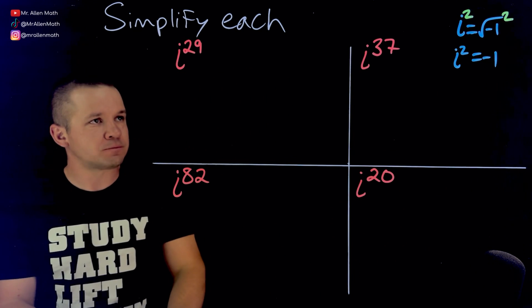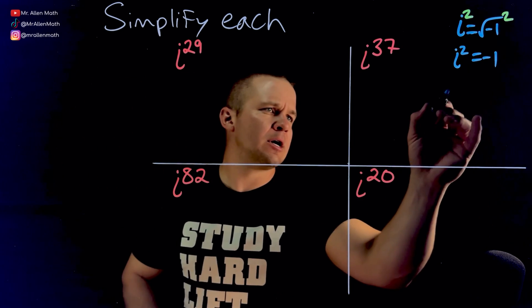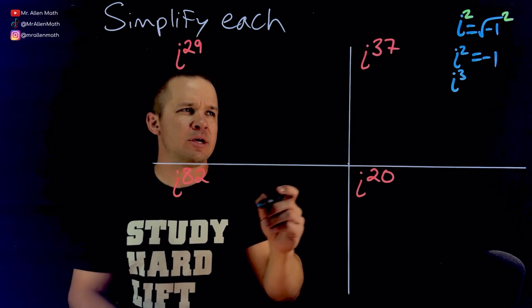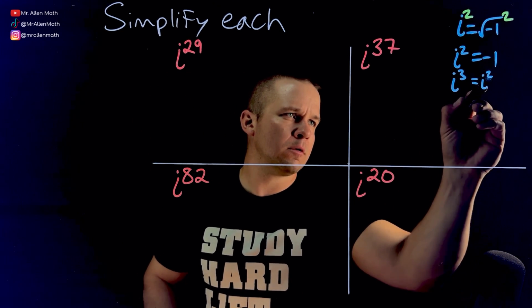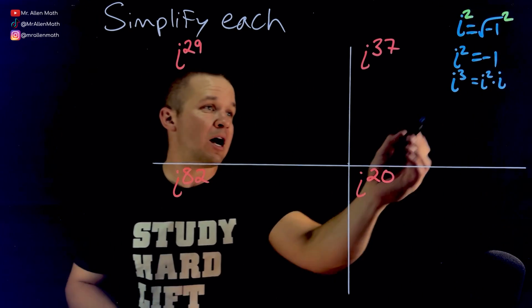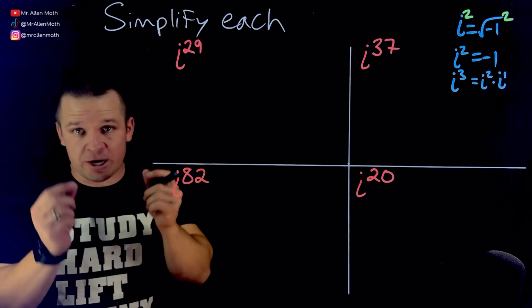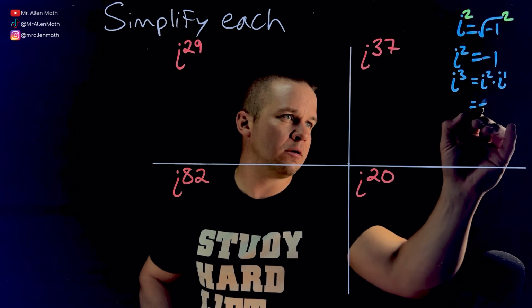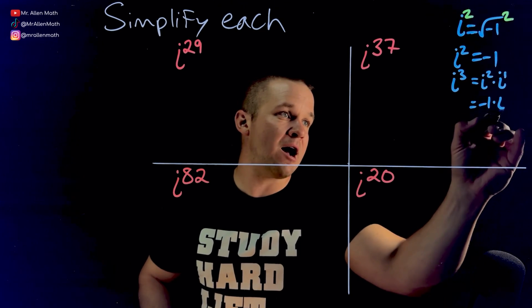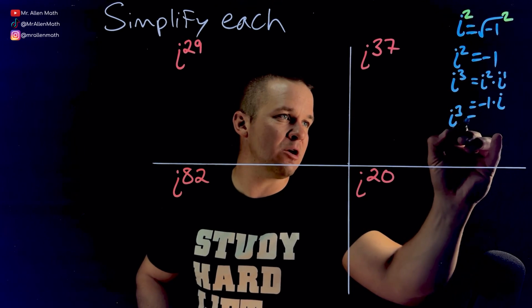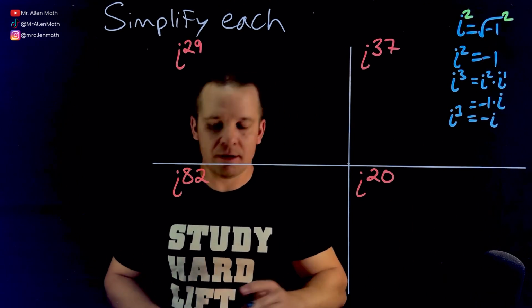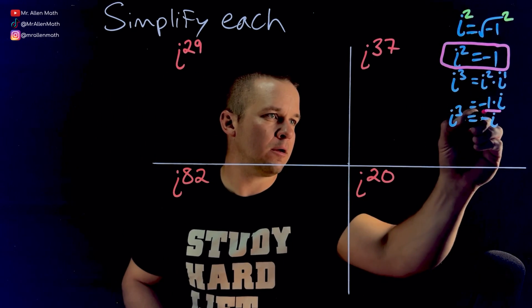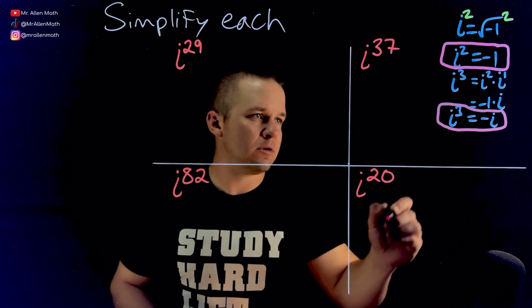Beautiful. Okay. Well, how about i cubed? Well, i cubed, could I break that down to be like i squared times i? Would that work? i squared times i to the first. You add your exponents when you have like bases. That would work. So i squared is just -1, and i to the first is just i. So we get i cubed equals -i. All right. Let's box some of these here. We got i squared is -1, and i cubed is -i.